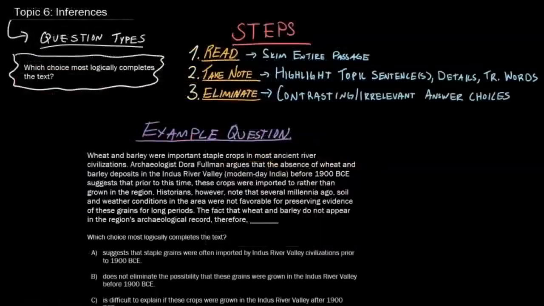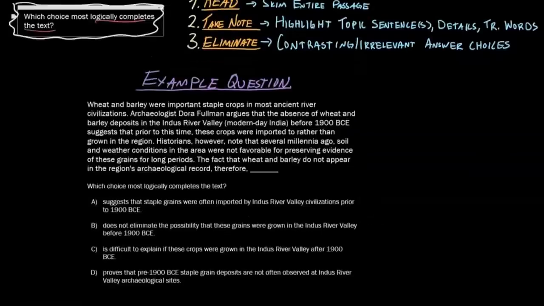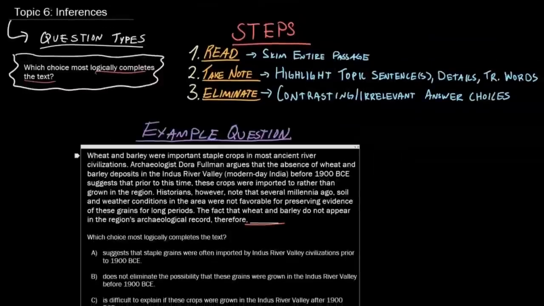Alright, and now we are on topic 6, inferences. The main question that the SAT will ask you for an inferences question is which choice most logically completes the text. Basically, which answer is the best answer that makes sense that you can put in a blank like this one. And there's a 3-step strategy that's extremely easy that you can follow.